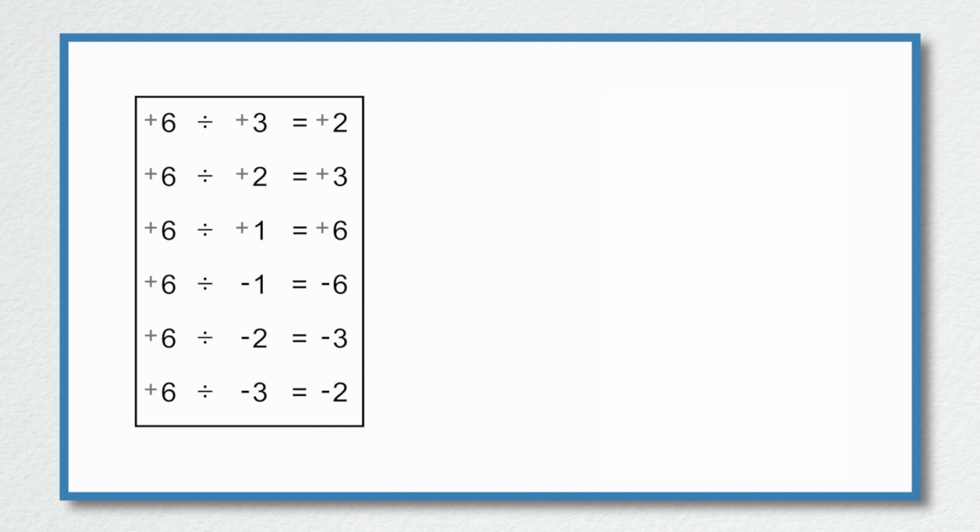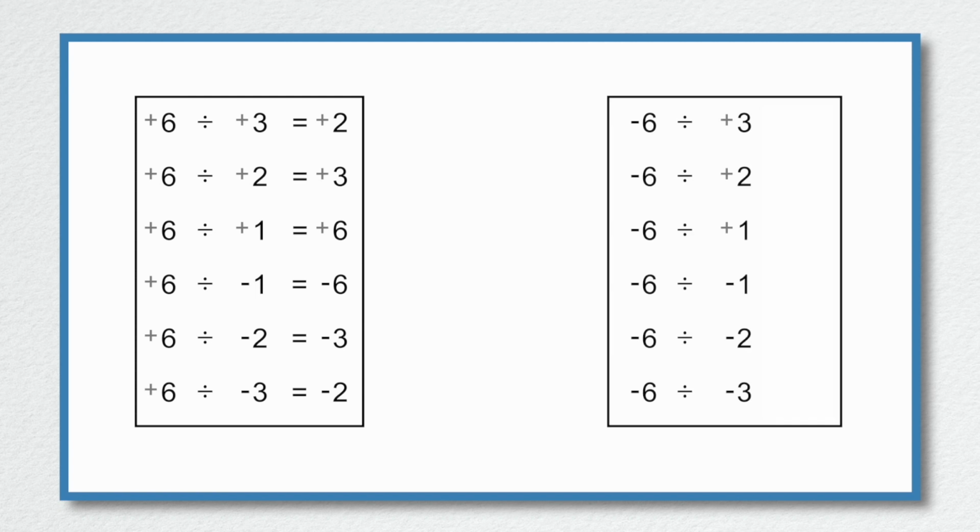And similarly, if I do a table where I'm doing negative 6 divided by positive 3, I get negative 2. If I do negative 6 divided by positive 2, I get negative 3. Negative 6 divided by positive 1 is equal to negative 6.